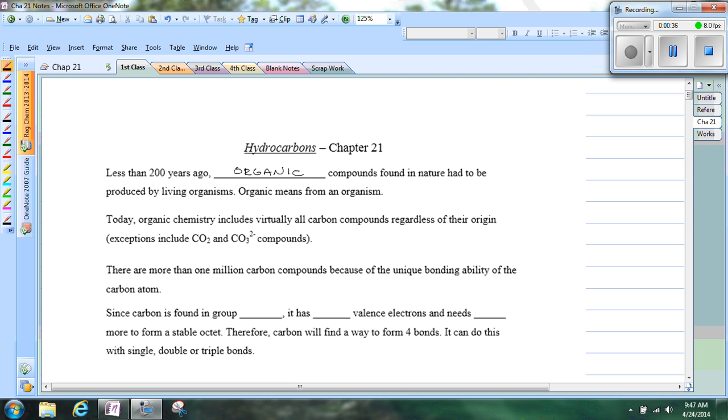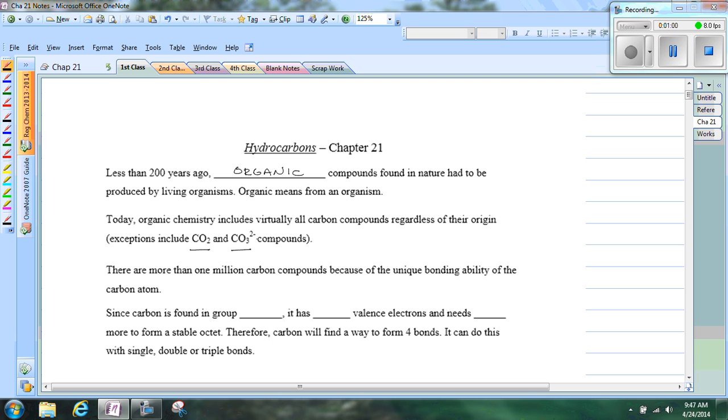Today, organic chemistry includes essentially every carbon compound out there, regardless of how it was formed, except for CO2, carbon dioxide, and the carbonate ion. So that would be a good quiz question: what is not considered to be organic, but it has carbon?